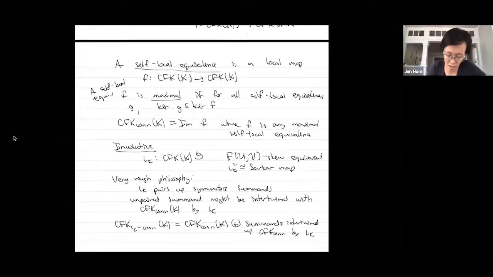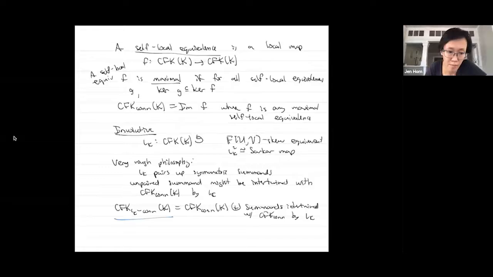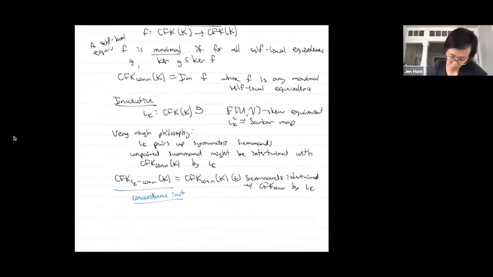And so then the point is that this complex here is a concordance invariant. And so that's the rough idea. So let me tell you the formal definition.